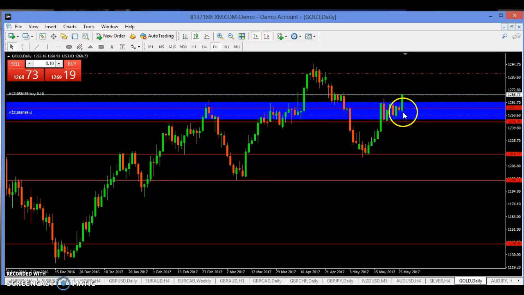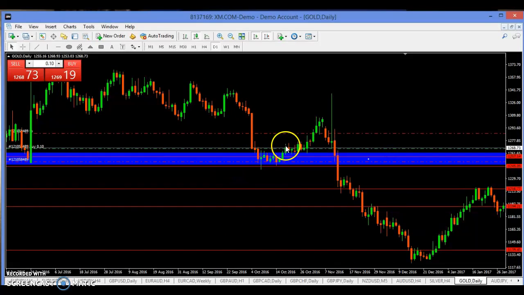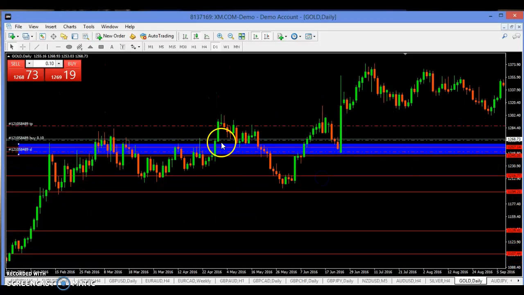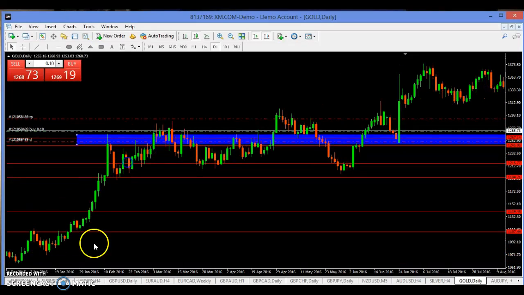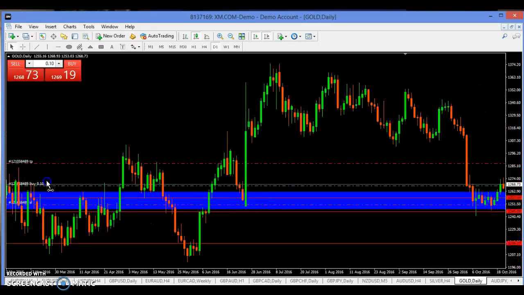You can see a typical price action here, and here. Even if you go right behind, see what's happening. You can see typical price action here, and here, right to 2015, the price action is continuing.